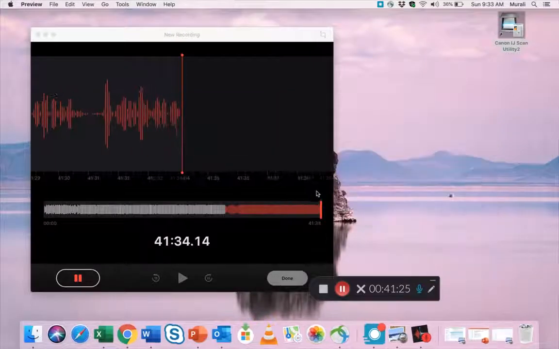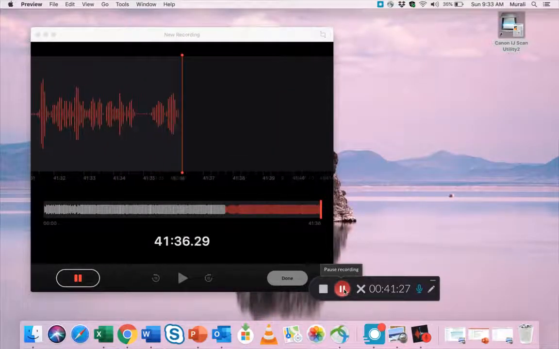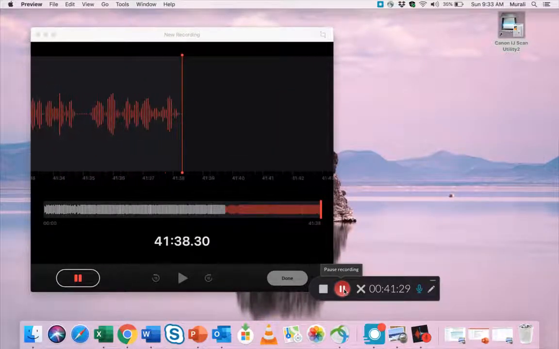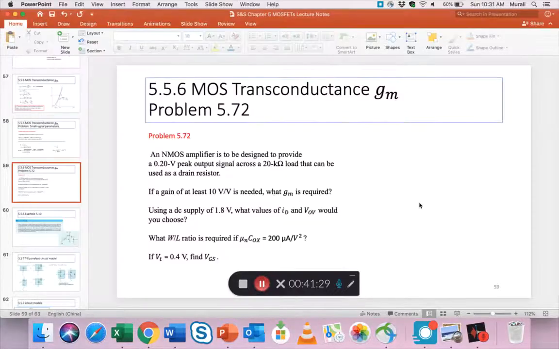I hope you benefited. I'm going to pause one more time and come back in a second. So I hope this problem was interesting and you followed along the solution. If you do have any questions, feel free to reach out to me. Let's move on. So this was slide 59.